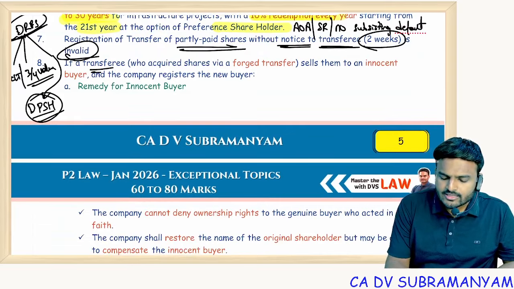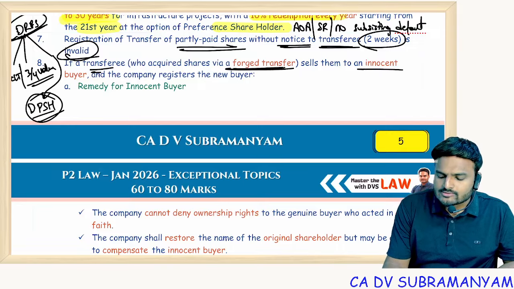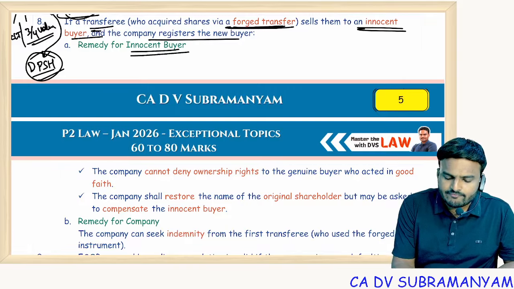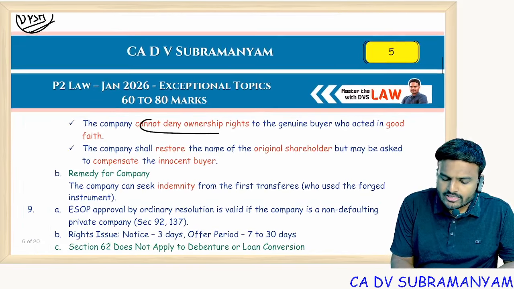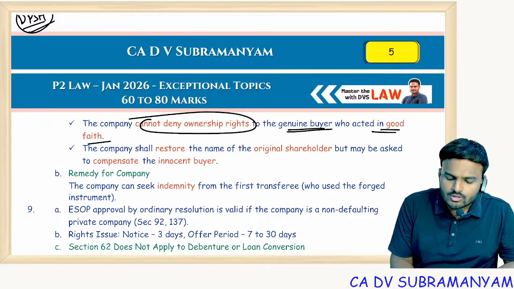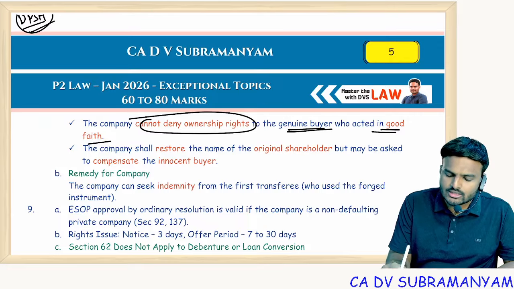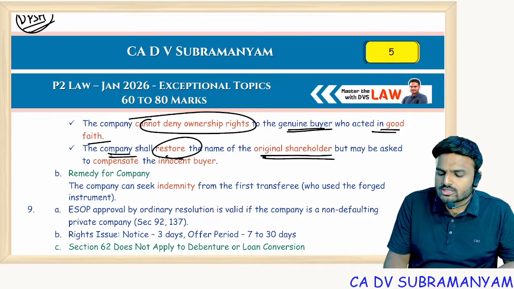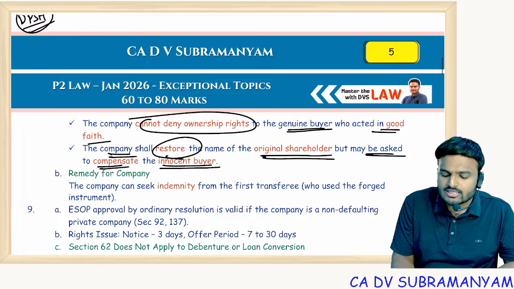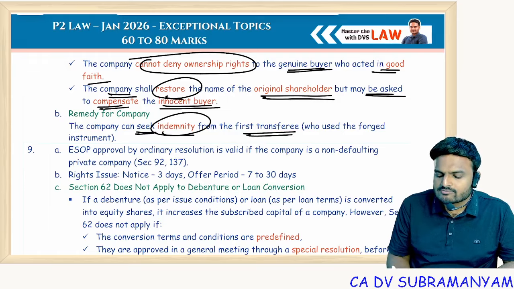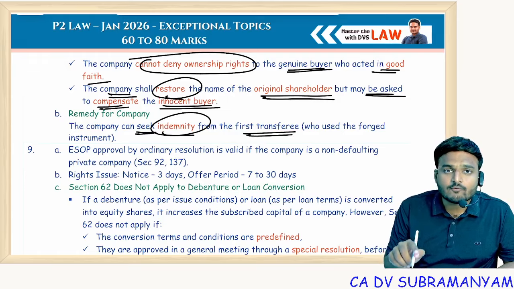If a transferee who acquired shares via forged transfer sells them to an innocent buyer and the company registers the new buyer, then the remedy for the innocent buyer: the company cannot deny ownership rights to the genuine innocent buyer who acted in good faith. Therefore, the company is personally liable to the innocent buyer, and the company has to restore the name of the original shareholder but may be asked to compensate the innocent buyer. Of course, the company can seek indemnity from the first transferee, that is the person who was involved in the forged transfer.